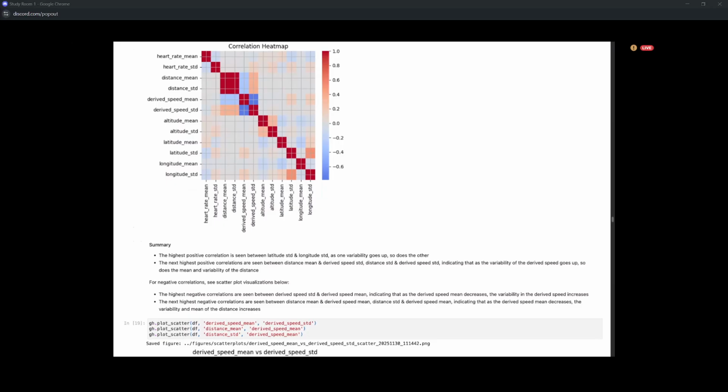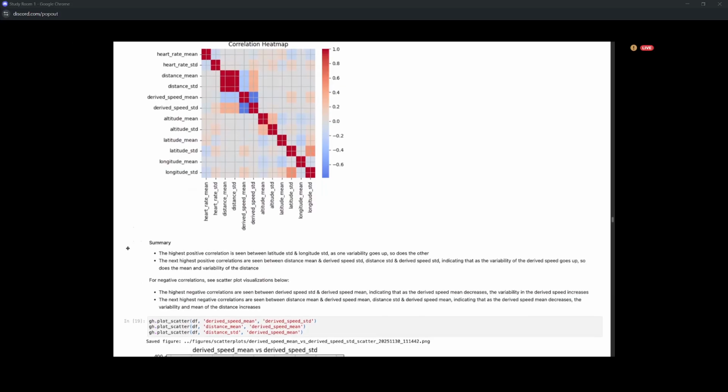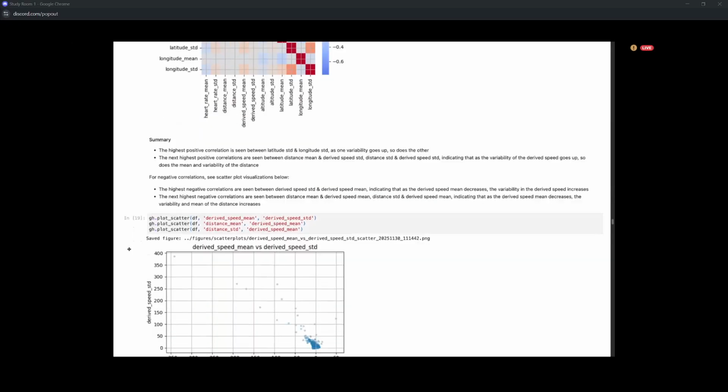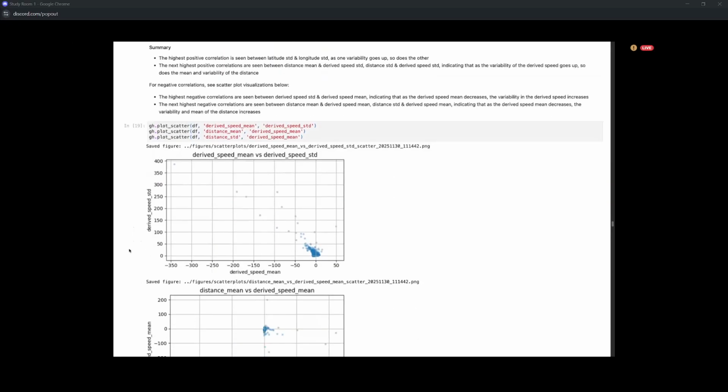And then for the negative correlations, to understand what the relationships are between the two variables, we recreated some additional scatter plots to confirm those correlations.